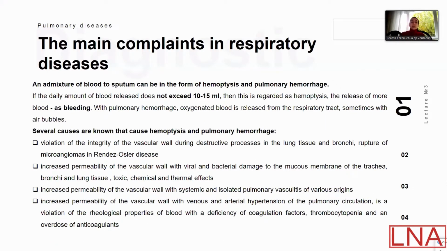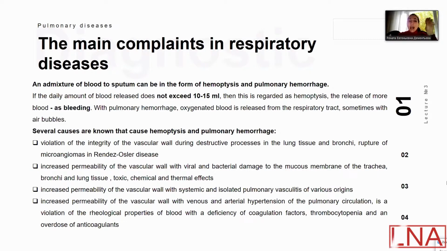Continue. An admixture of blood in sputum can be in the form of hemoptysis and pulmonary hemorrhage, and it will be a different situation. If the daily amount of blood released in the sputum does not exceed 10 to 15 milliliters, then this is regarded as hemoptysis. The release of more blood we can assess as a sign of bleeding.